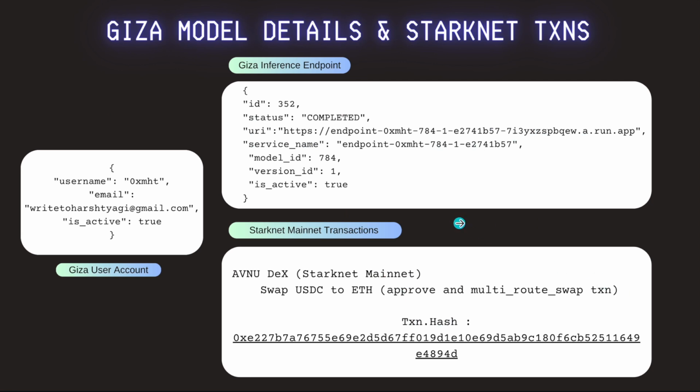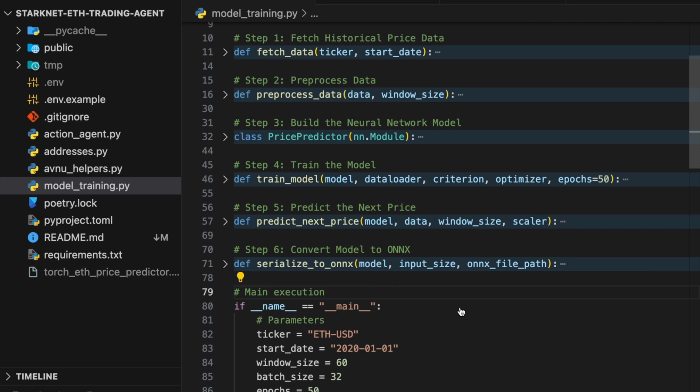These are the details of the Giza model which we are using. The inference endpoint details are mentioned here. The model ID is 784. This is an example of a Starknet mainnet transaction which our model performed while we were testing, and this is the Giza user account which has been used during the development. So let's directly go to the demo, and let's look at the Starknet ETH trading agent.